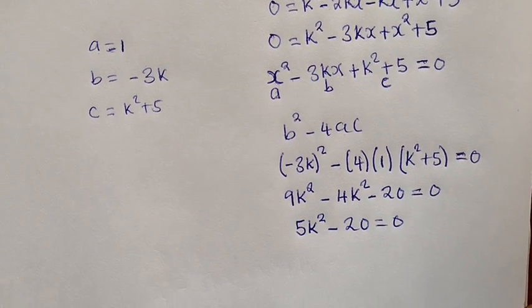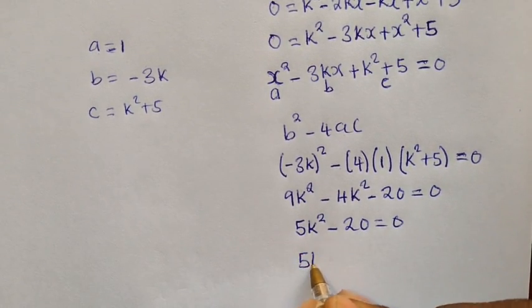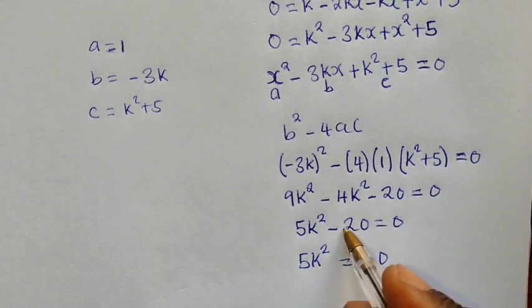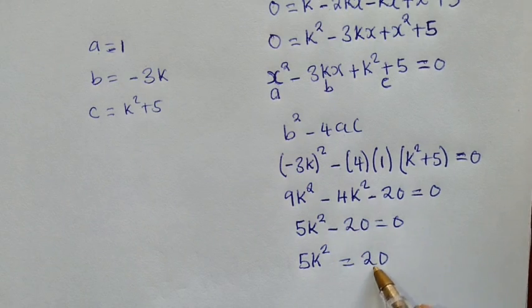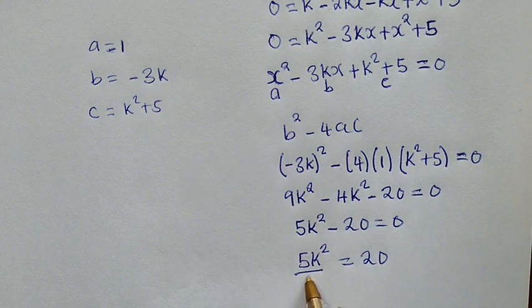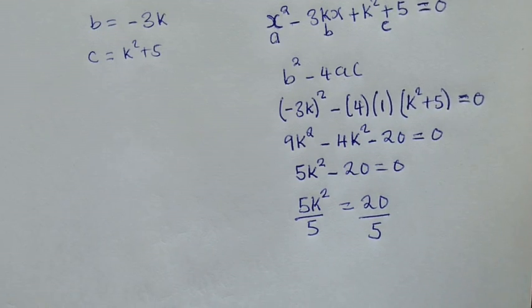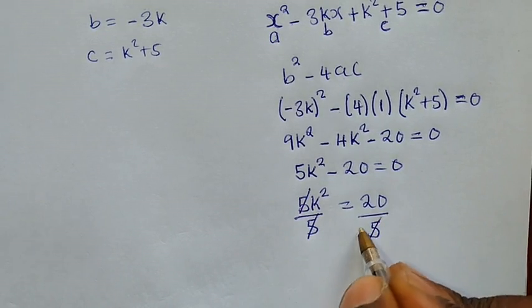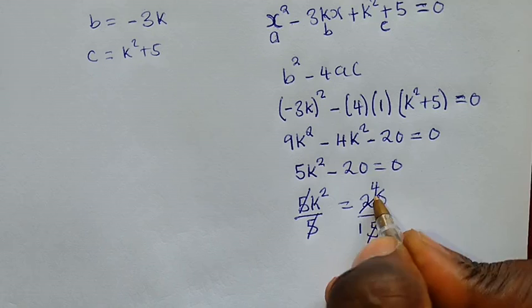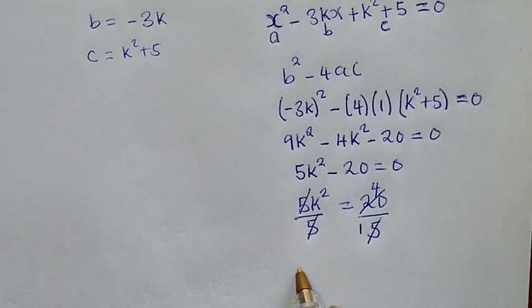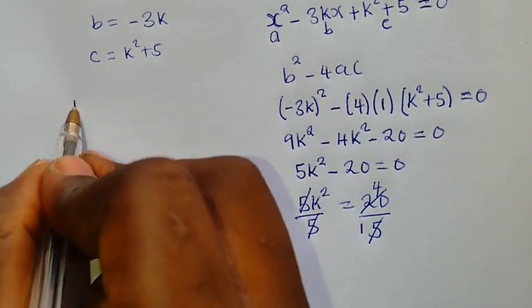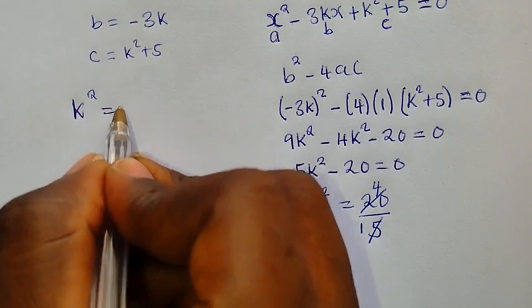So from here, you can say 5k squared is equal to 20. The negative 20 has gone to this side and it's now positive. So we divide by 5, and this side we divide by 5 too. We cancel this 5 and this 5. 5 over 5 is 1, and 5 into 20 is 4. So we remain with k squared is equal to 4.